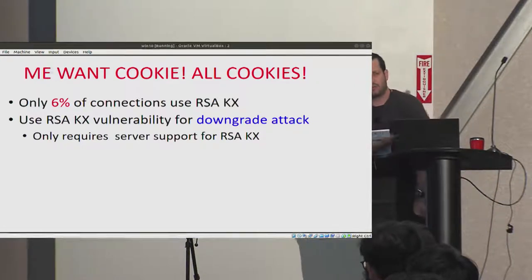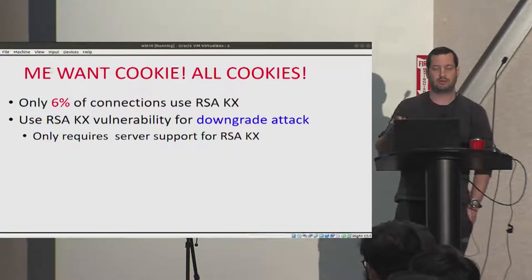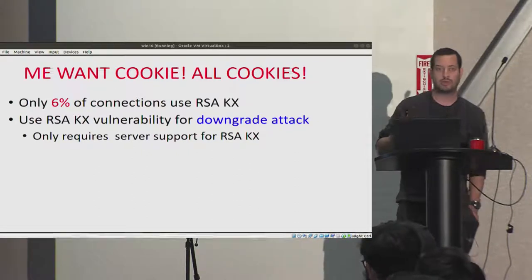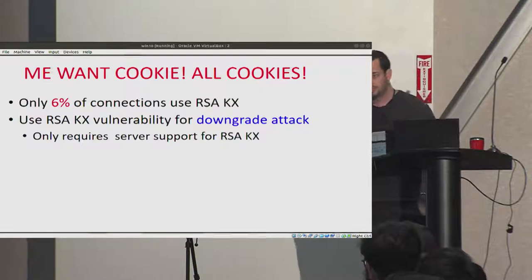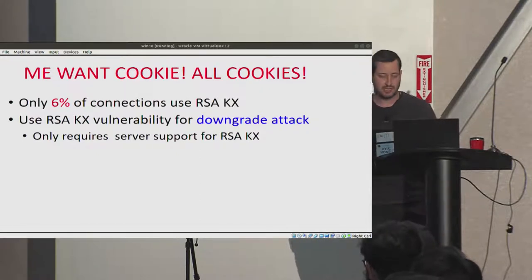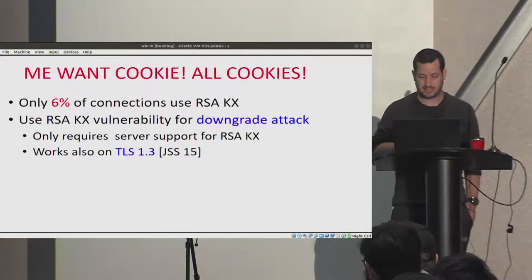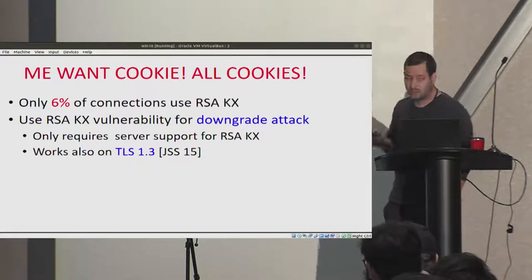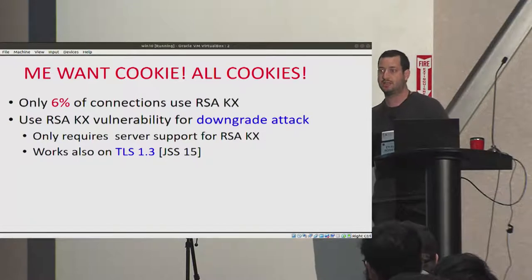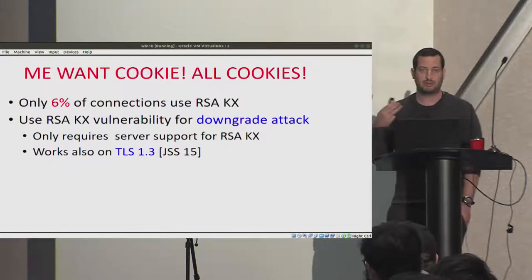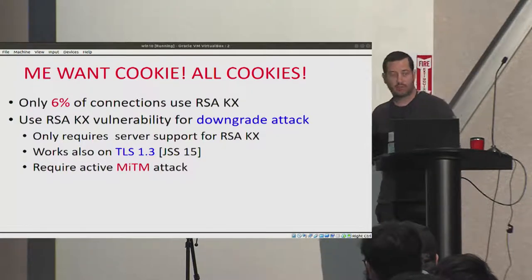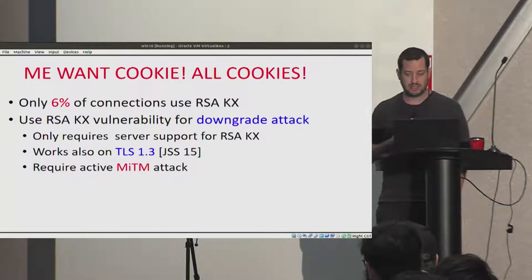I think it was mentioned before, but using the Bleichenbacher attack, we're not only able to decrypt messages, we're able to cause the server to send messages. So we're able to send the elliptic-curve Diffie-Hellman keys. And the nice thing about it is that it also works on TLS 1.3. It was already shown before. In fact, I think this is the only currently known possibility of a downgrade attack on TLS 1.3. It does require an active man-in-the-middle attack, which is a bit more complicated, but something we can live with.